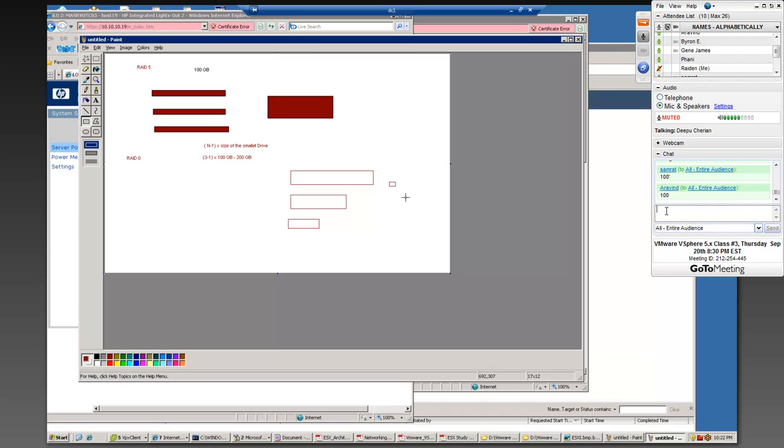What will be my effective volume size? Can you tell me? This is 50 GB, this is 30 GB, and this is 10 GB. Satya is saying 20 GB. How did you get 20 GB? It's an easy calculation, right? 3 minus 1 into the size of your smallest drive. That's how it is.